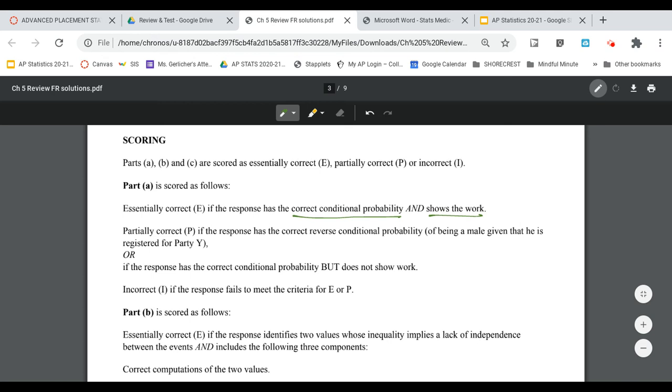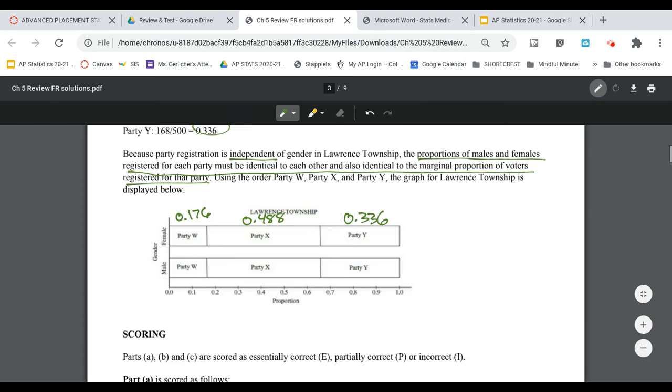And you'd get partially correct if you accidentally reverse the conditional probability, if it was reverse the male and the party Y, or if you do not show work. So you need to make sure you show work and do the conditional probability the right way.